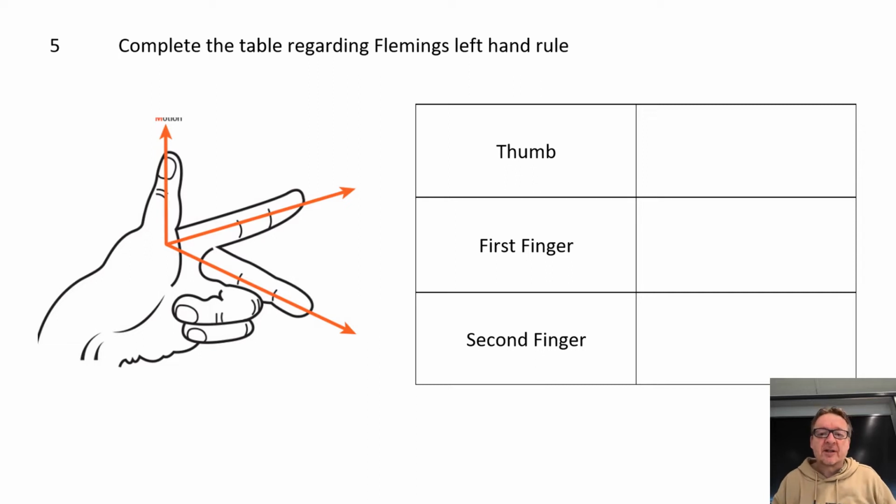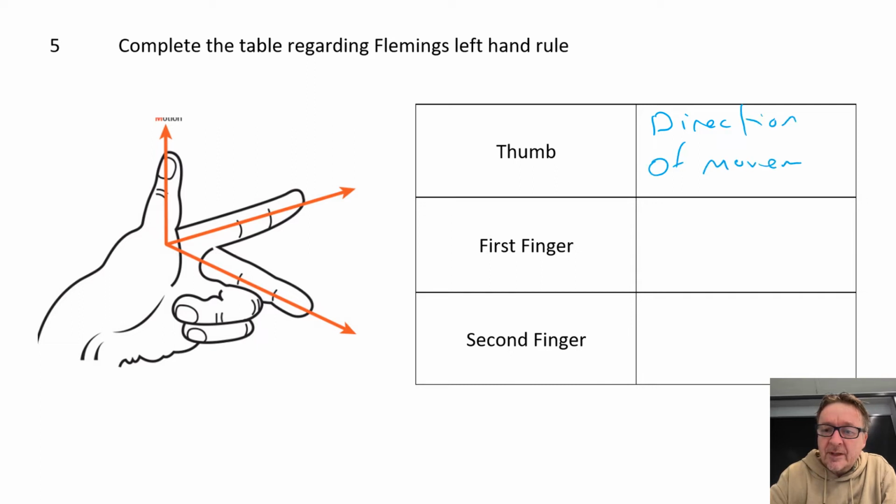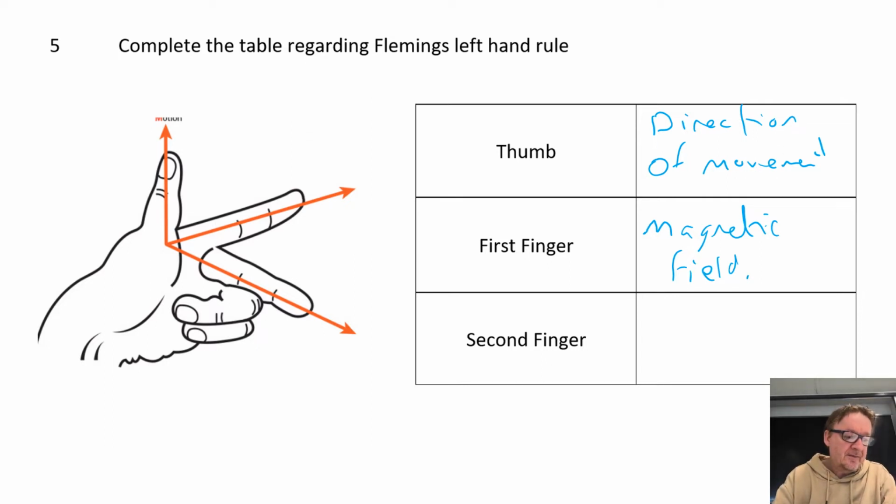Complete the table regarding Fleming's left-hand rule. I quite like this. When a question comes up on the exam, you see people doing this and moving themselves around, which is fine. The thumb is the direction of movement. Now I'm going to write down the actual wording of it first. The first finger is the magnetic field, and then the second finger is the direction of current.